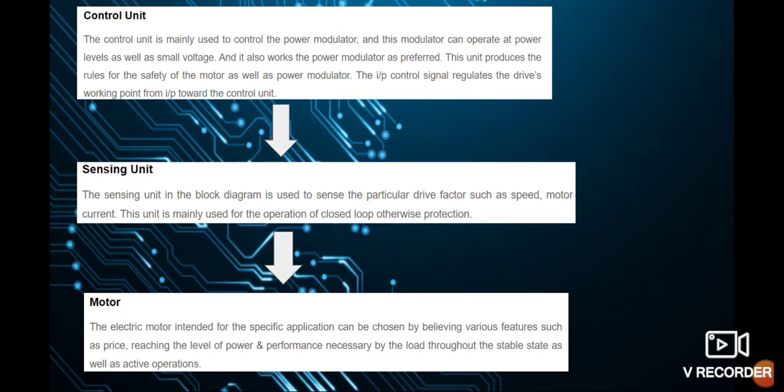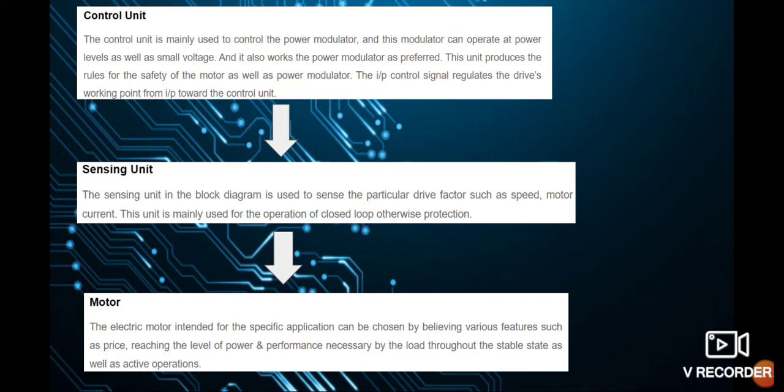Next one is the control unit. The control unit is mainly used to control the power modulator, and this modulator can operate at power levels as well as small voltage, and it also works the modulator as preferred. This unit also produces the rules for the safety of the motor as well as the power modulator. The input control signal also regulates the drive's working point from input to the control unit.